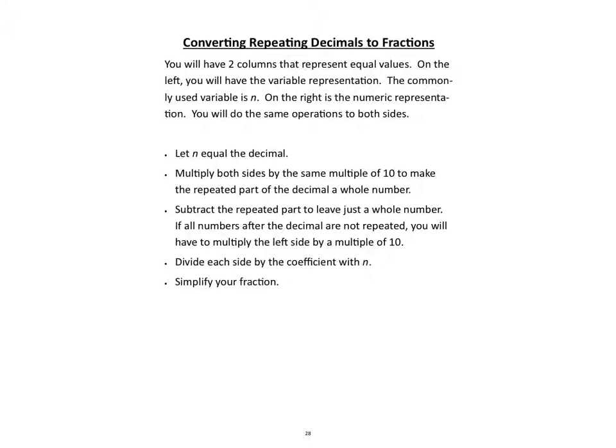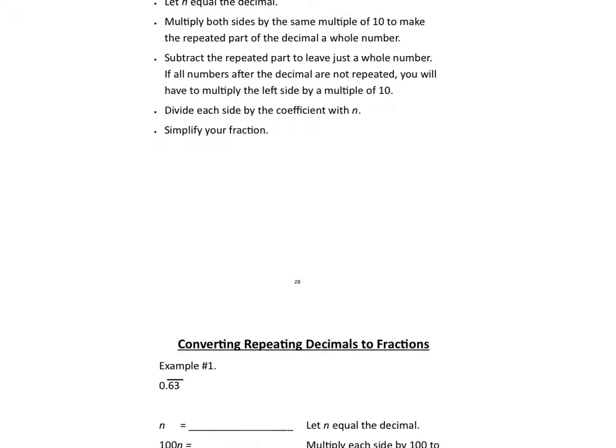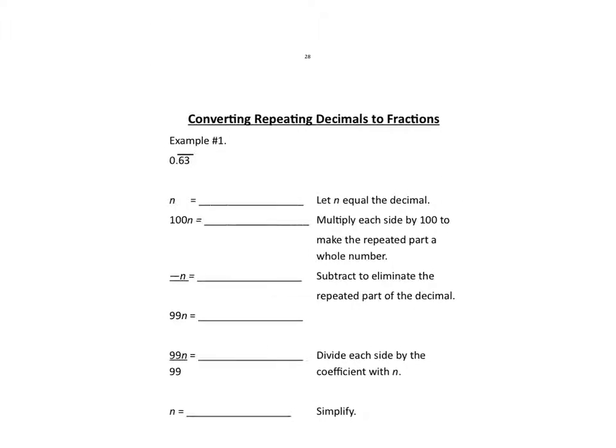Now in this form, we typically use the variable n, the one that we've all stuck with. And then your thought process is what the bullets are saying: you're going to let n equal whatever the decimal is. You multiply both sides by the same multiple of 10 to make the repeated part of the decimal a whole number. The goal is to get one part of the repeated part as a whole number. Then you subtract the repeated part to leave just the whole number, then you divide each side by the coefficient, and then you simplify the fraction. Sounds a lot more complicated than what it really means to do.